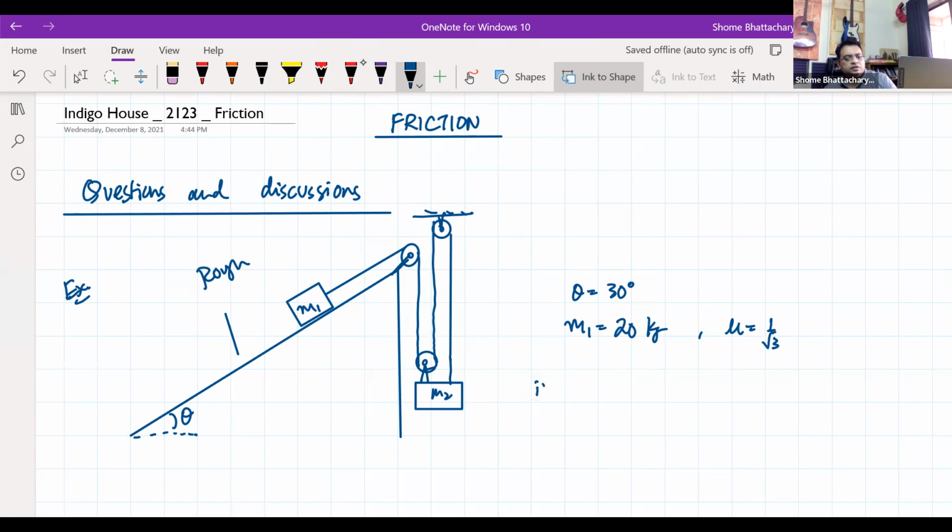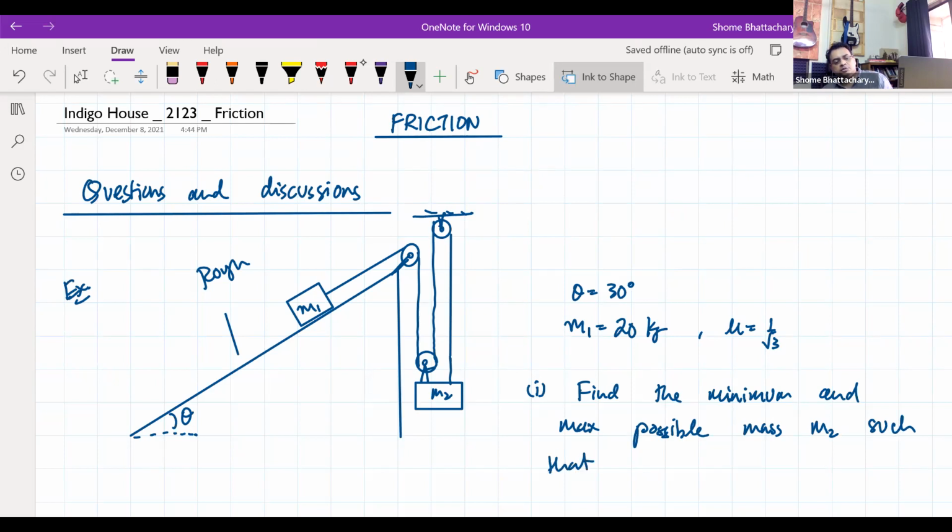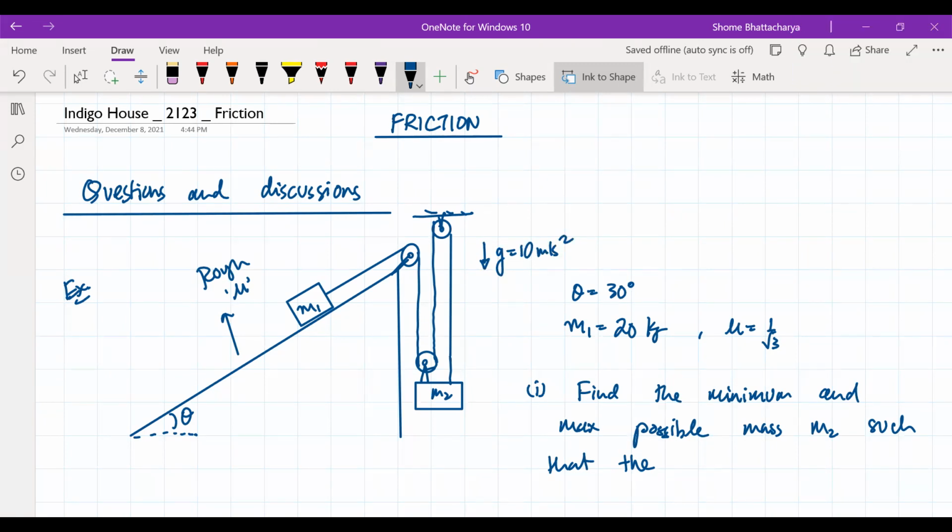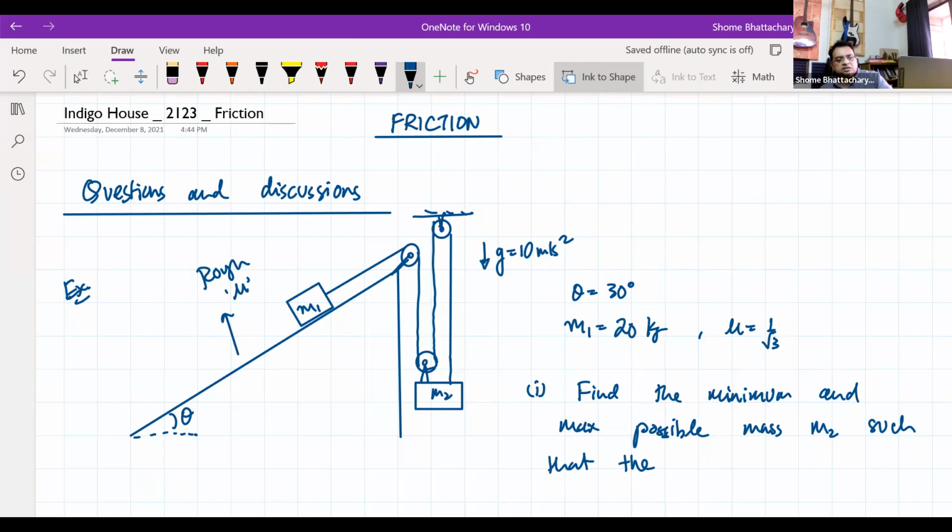So the first thing is we have to find the minimum and maximum possible value of M2 such that the system is in equilibrium. So this is a standard type of problem, so you'll have to take into account that the pulleys are massless and smooth. Okay. So this is a rough surface which is having a coefficient of friction mu. So find the minimum and maximum possible mass M2 such that the system remains in equilibrium.